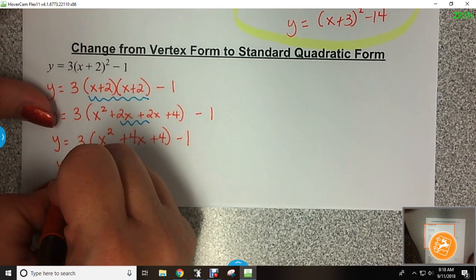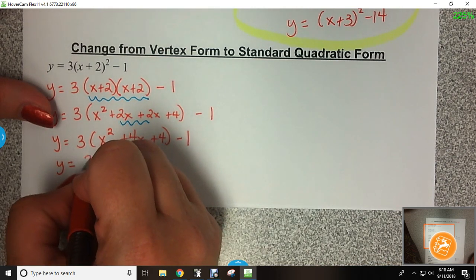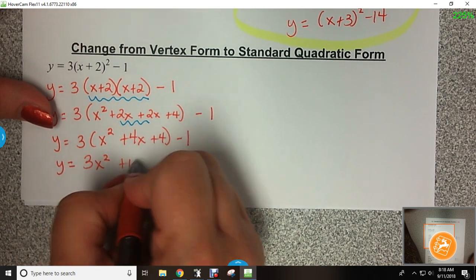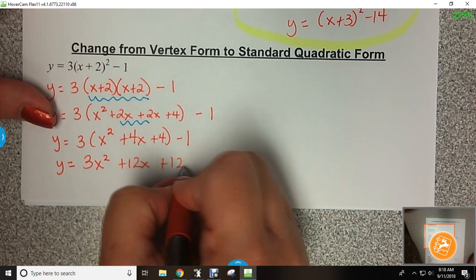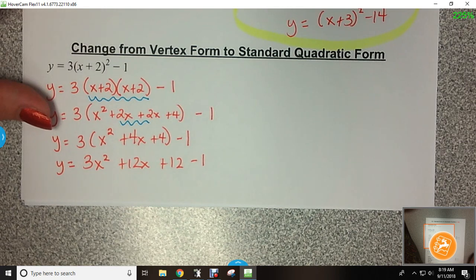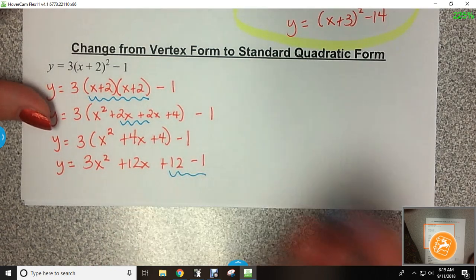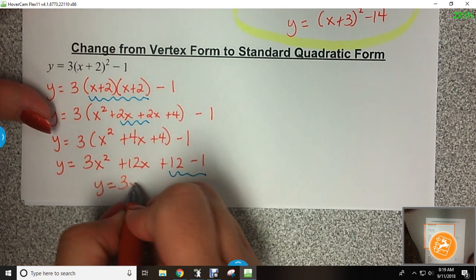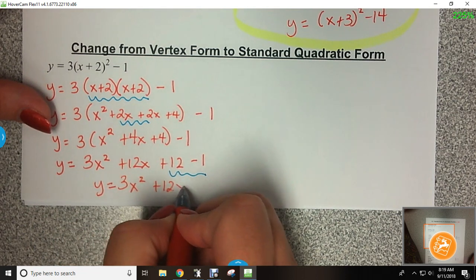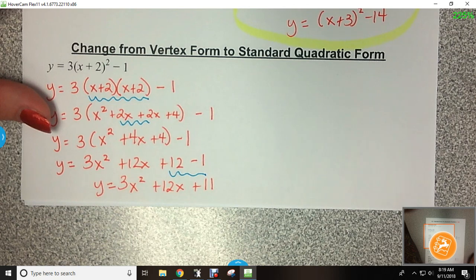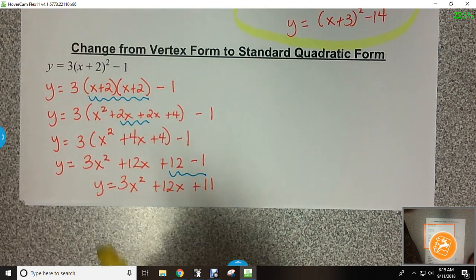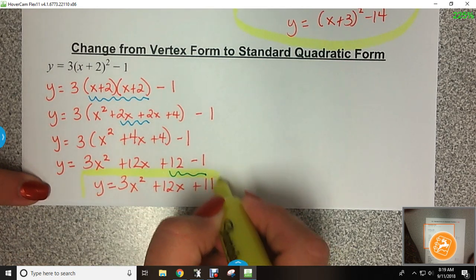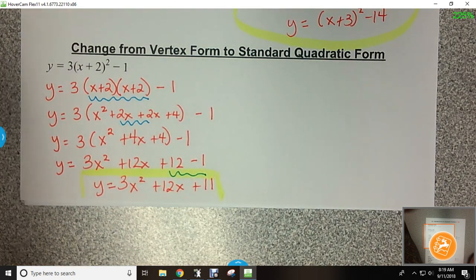Now distribute your 3 into that parenthesis, and you'll get 3x squared plus 12x plus 12, bring down your minus 1. Now you have some more like terms to put together. So y equals 3x squared plus 12x plus 11. This is your standard form, and now you can look at this and know what your y-intercept is. All right, that's it. If you have questions, please make sure you ask them in class.